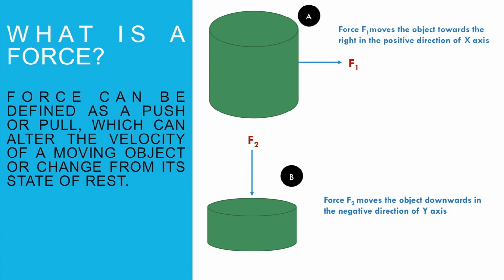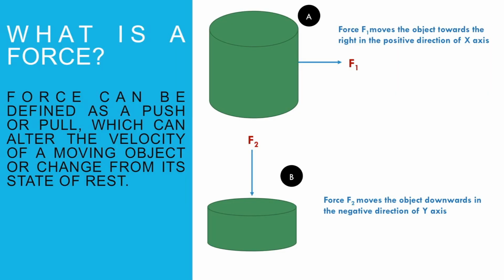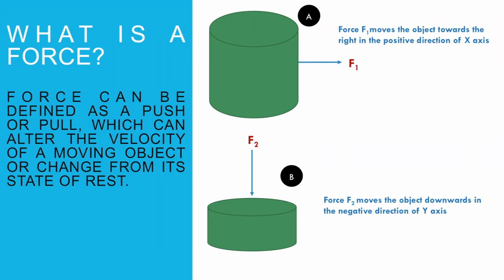The object will respond to the force when the magnitude of the force exceeds the basic internal energy or the weight of the object. Let us look at picture A. Force F1 is acting on a particular cylinder, in the positive direction of the x axis. So, from that we can understand that when the cylinder is unable to bear the force, it will move towards its right hand side.